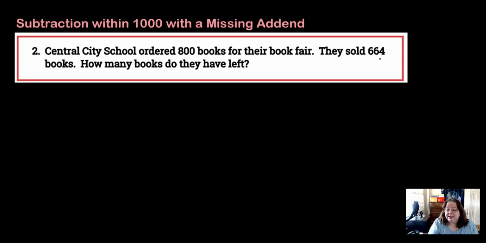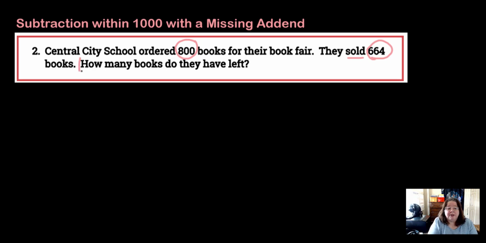They sold 664 books. How many books do they have left? Well, let's read it again, and this time I'm going to circle important information. Central City School ordered 800 books. They ordered 800 books for their book fair. They sold 664 books. And I'm even going to underline the word sold, because that means they started with this many and then they sold some. How many books do they have left?